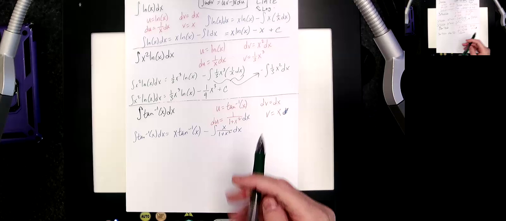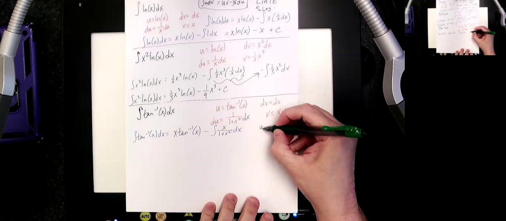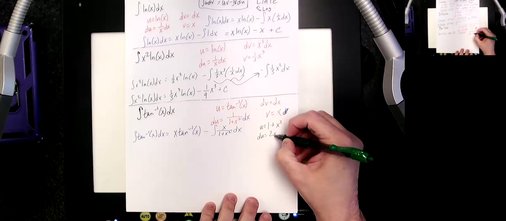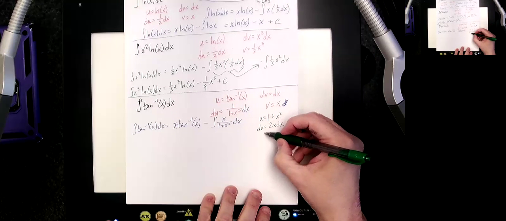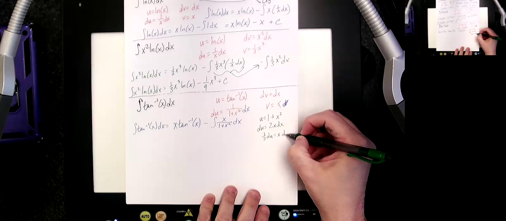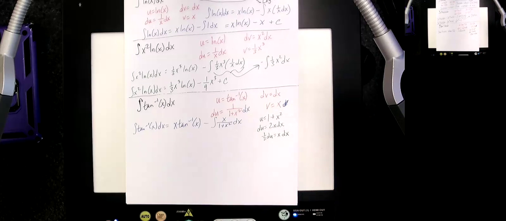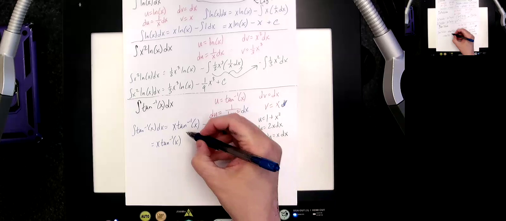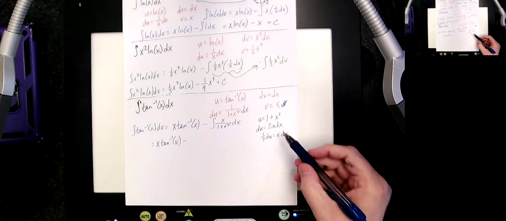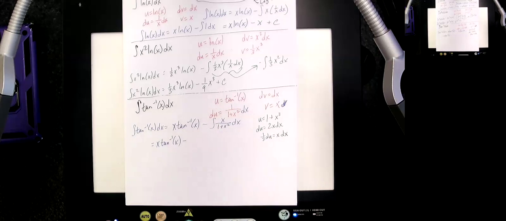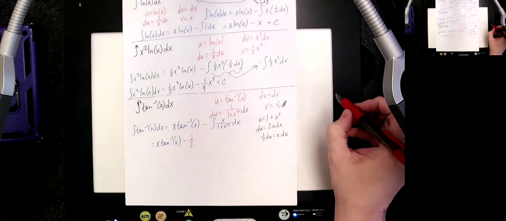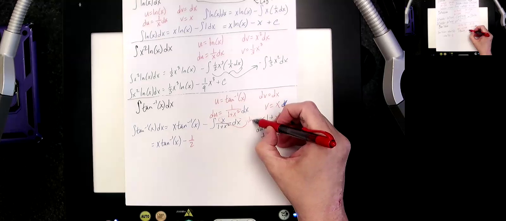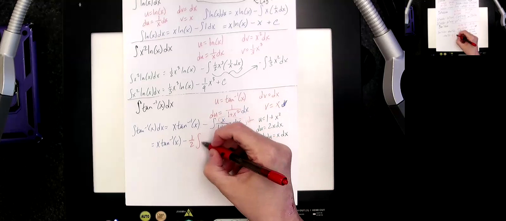This is a u sub, right? This is not a by parts thing. We'll let u equal 1 plus x squared, so that du equals 2x dx, or 1/2 du equals x dx. So we have x tangent inverse of x minus, we got a 1/2, I'm going to put the 1/2 out front. The x and the dx are eaten up by the du. And it looks like we just got the integral of 1 over u du.